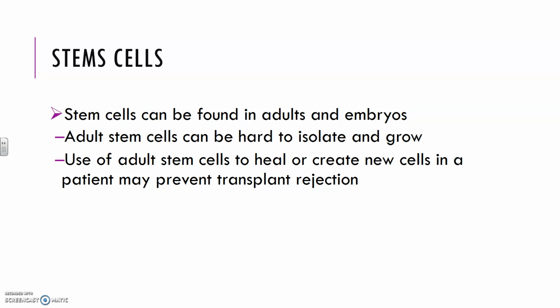So using adult stem cells to heal or even create new organs would get around that whole issue, because then you're using the patient's own cells to create a new organ. So you're literally growing a new organ from that person's cells, okay? And that way, once it gets implanted into the patient, their body recognizes it as self because it was grown using their own cells. It has their own DNA in it.